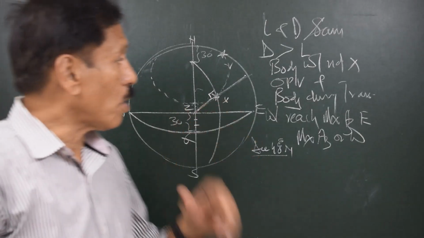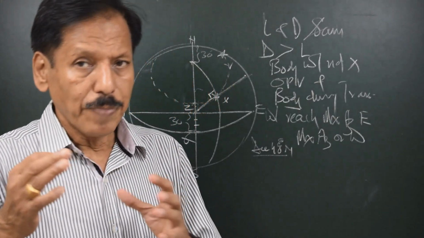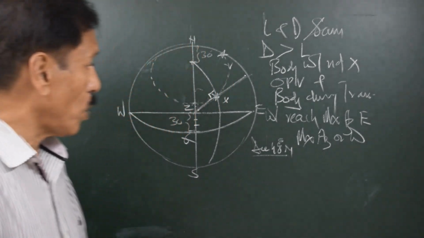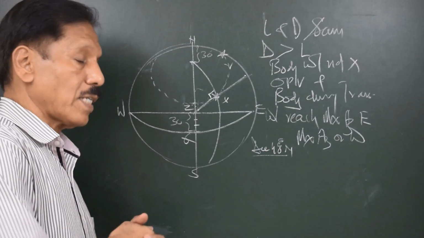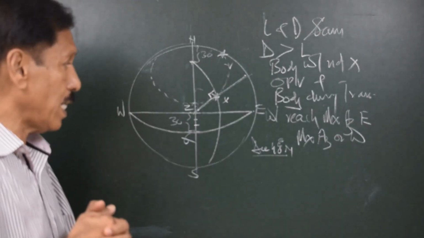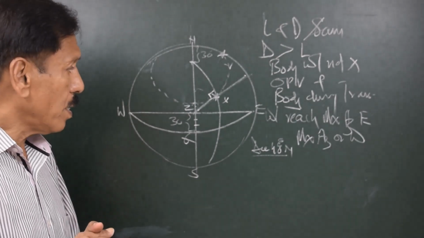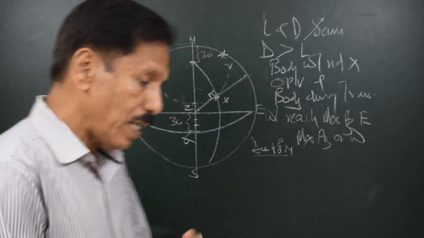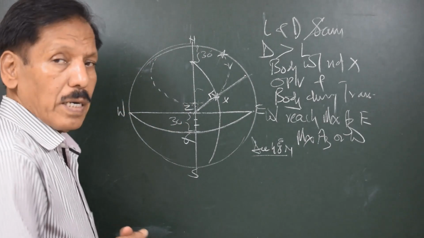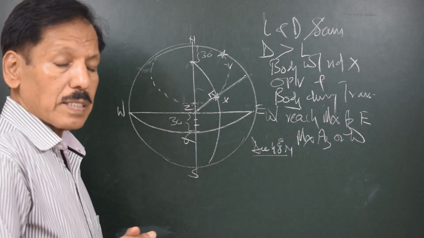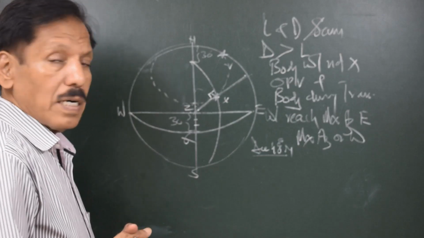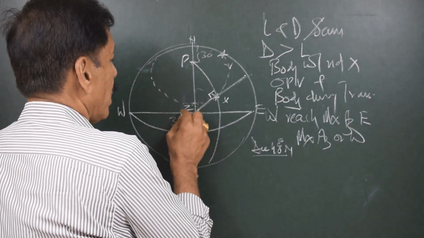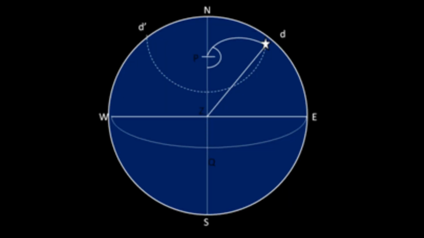So whenever we talk about a situation where latitude and declination are same name and declination is more than latitude, it gives rise to a situation of maximum azimuth, and at the time of maximum azimuth, angle X is 90. This angle X in navigation is also called the parallactic angle, a very less spoken angle. People don't much talk about this angle. So this is P, this is Z, this is X, this angle is 90.